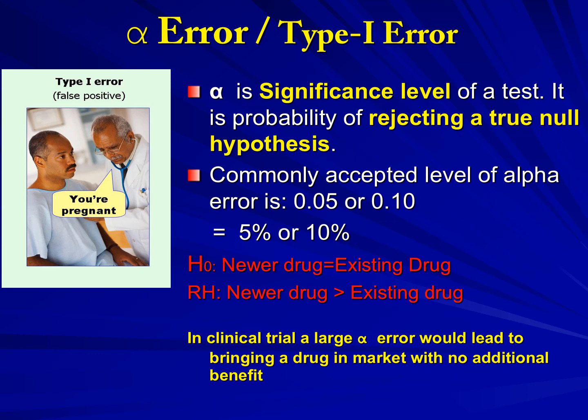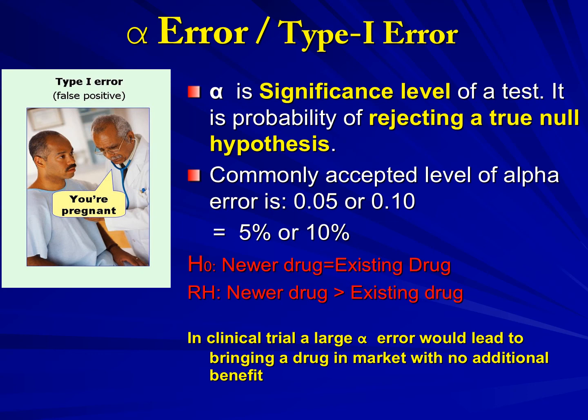What is the true null hypothesis in this case? The true null hypothesis is that the newer drug is equally efficacious to the existing drug, meaning you are going to reject this statement. That means you are going to accept the alternative hypothesis, that the newer drug is more efficacious than the existing drug, but in reality that is not the case. So if you commit that error, a large alpha error would lead to bringing a newer drug into the market with no additional benefit.